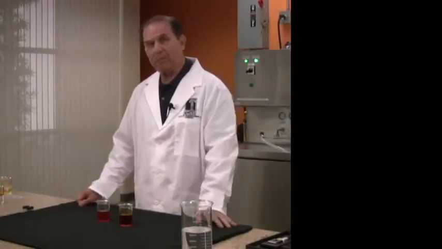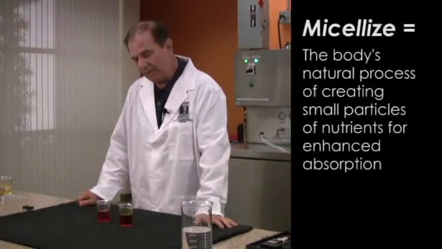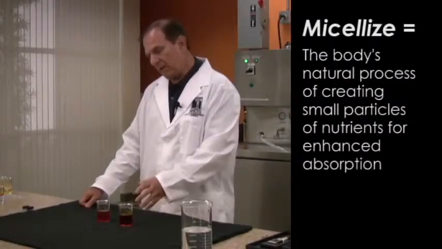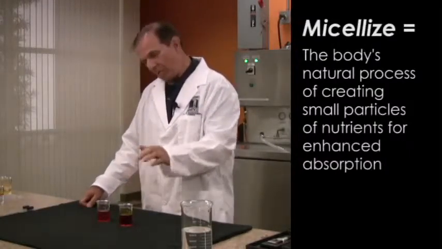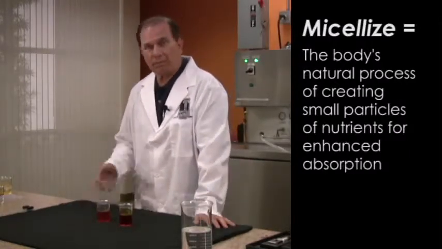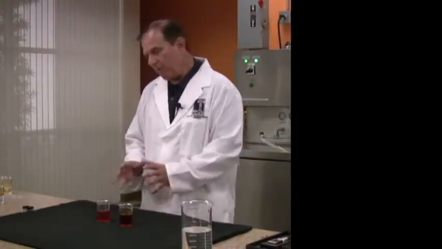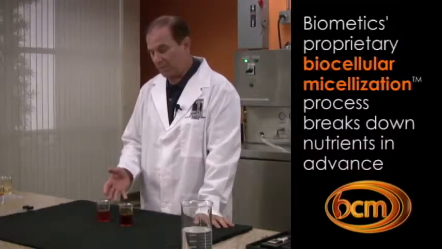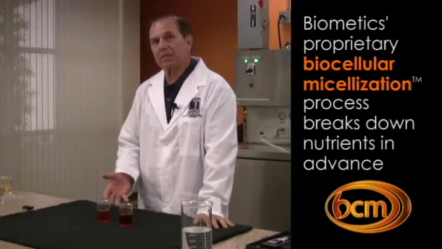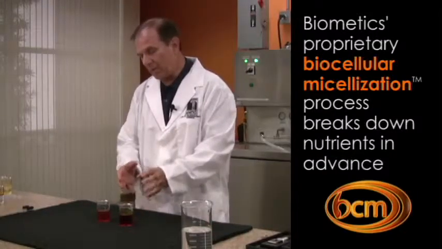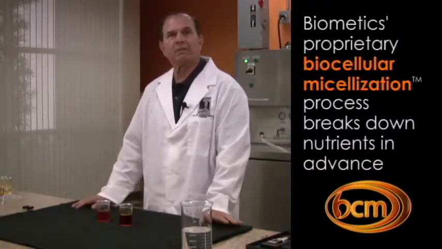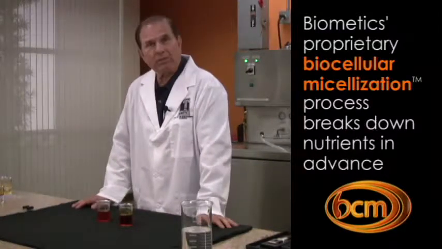In order for the body to more effectively absorb these, they have to be micellized, and the body does that by creating microemulsions so that they can enhance the absorption, so that these oils can be broken up into small particle sizes and then transported in the body through the water-based bloodstream. What we do with the biocellular micellization process is actually take the same nutrients and we make them into micelles in advance. In other words, we break this oil down into a small particle size that then is a greater chance of increased absorption and increased utilization.